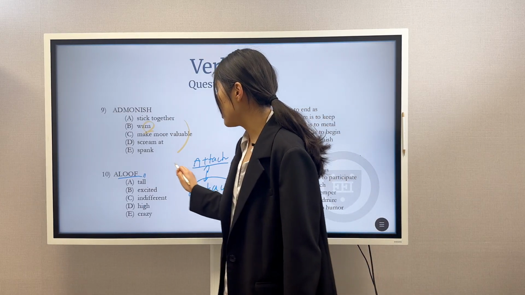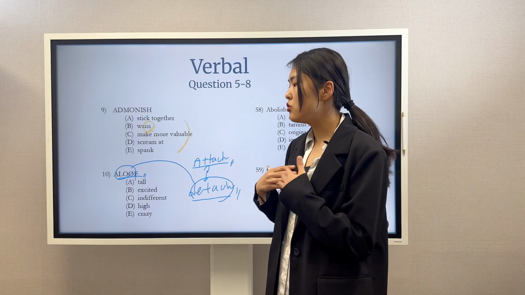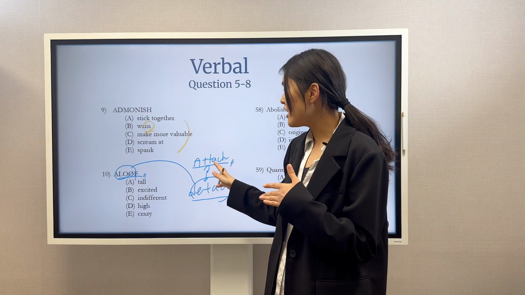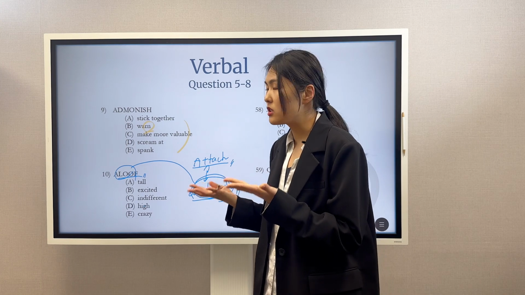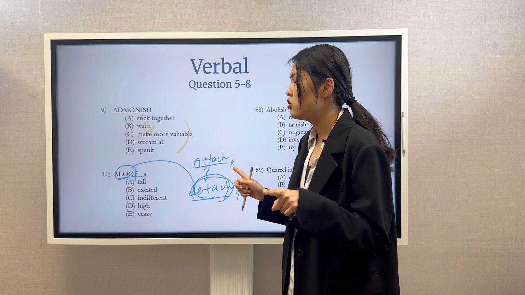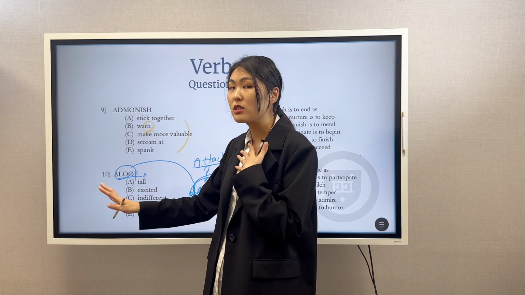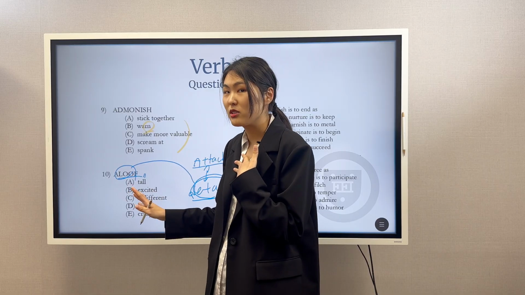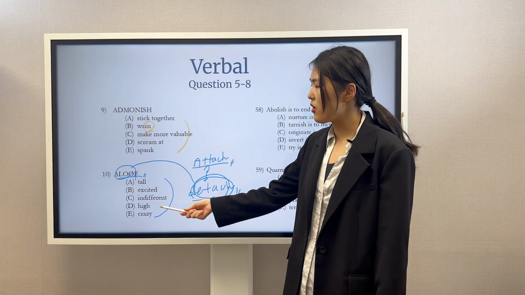And detach is very similar to aloof. So aloof means you are not attached, but you are rather detached emotionally from something or someone. So you do not have any emotional ties. You just don't care. You couldn't care less. So you are being very distant and very cool about something. So what's the most similar vocab for that?